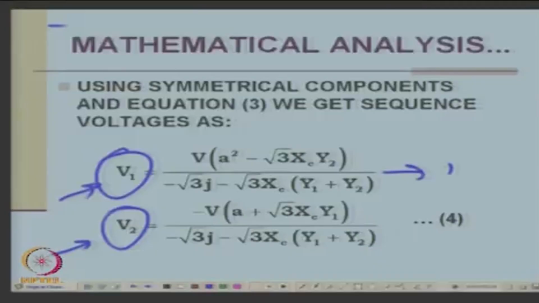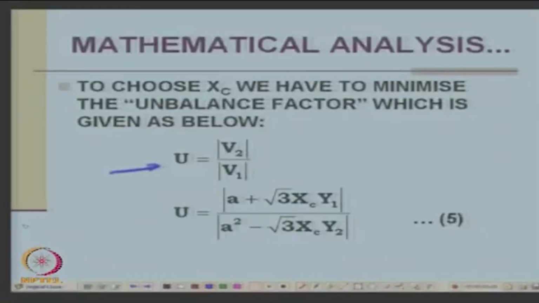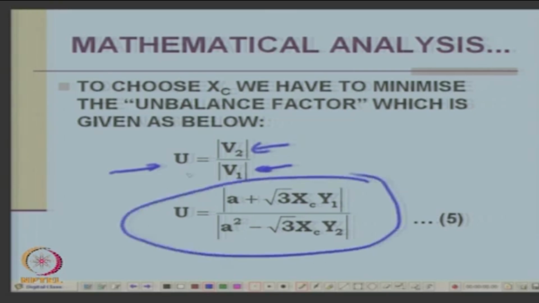So, V1 will give you I1 and V2 will give you I2, because we know V1 equal to I1 Z1, V2 equal to I2 Z2, you know Z1, Z2, and they are all speed dependent. Okay. Then we want to have minimum value of negative sequence voltage, isn't it? If that is also predominant, it will give rise to a lot of noise and vibrations. Therefore, the unbalance factor is defined as the magnitude of V2 divided by magnitude of V1. So, we get a term for this.